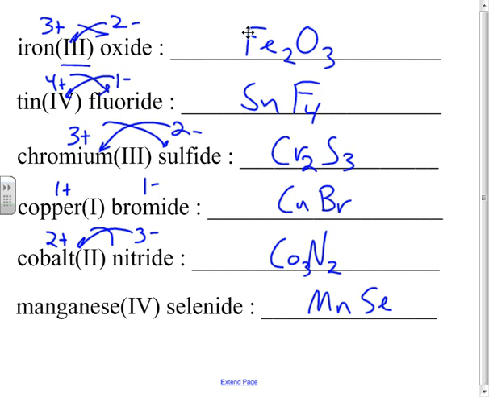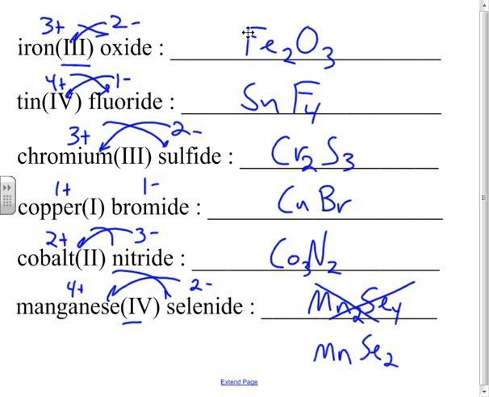So again, write the symbols down, figure out the charges on the cation and the anion, cation from the Roman numeral, anion from its position on the periodic table, switch. Only this time we don't want to write 2 and 4. Again, ionic compounds must be reduced to their lowest whole number ratio, so that is the correct formula for manganese 4 selenide.